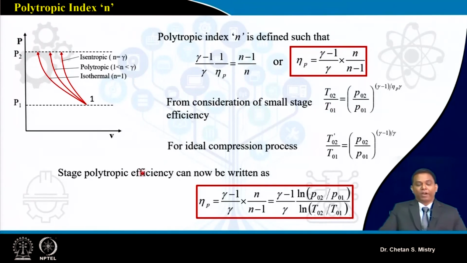Finally, we represent the stage polytropic efficiency as gamma minus 1 over gamma into n minus 1 over n. If I have an isentropic process, for which I put n as gamma, that is what will come out. Okay, so this is all we are looking for in our understanding.